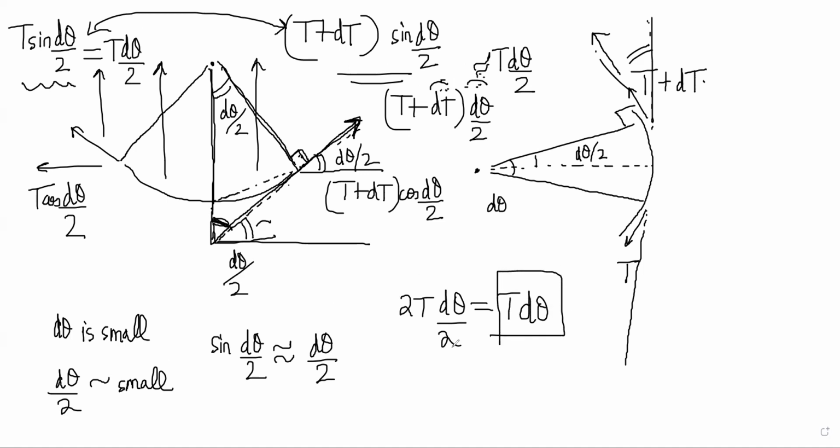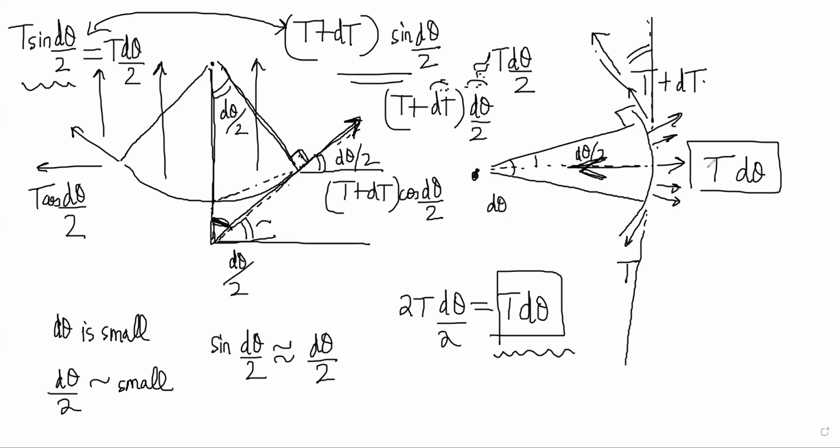This is the total force component of the tension towards the center of the circle, right? So this is the center of the pole. The force component towards the center of the pole is coming as T dθ, right? Great. So now, obviously, this force is balanced by the normal force applied by the pole on the rope, right?